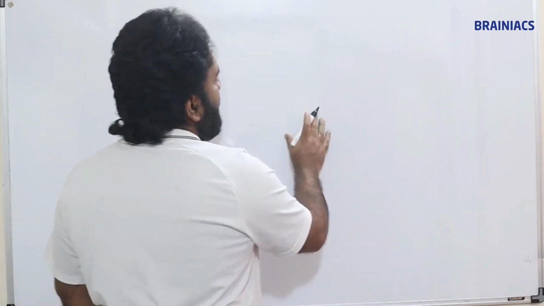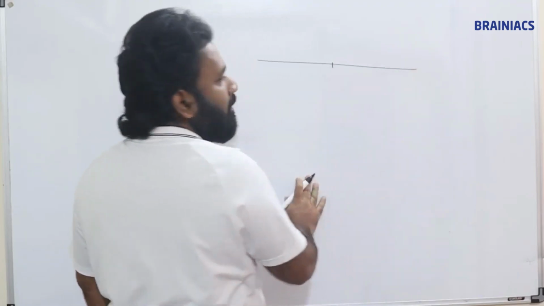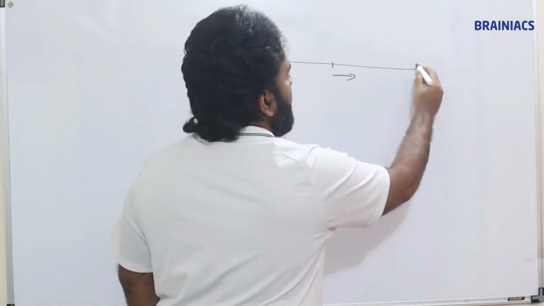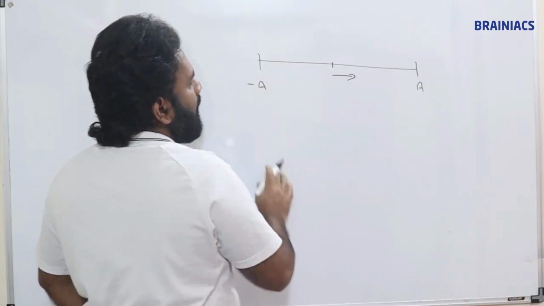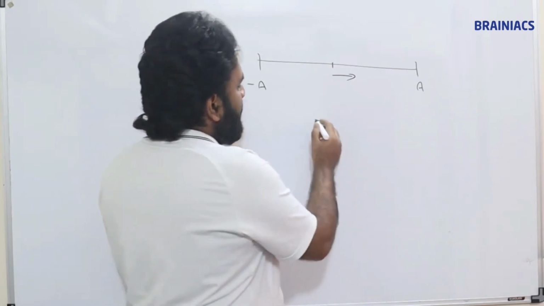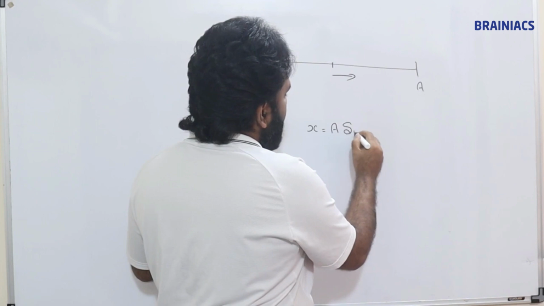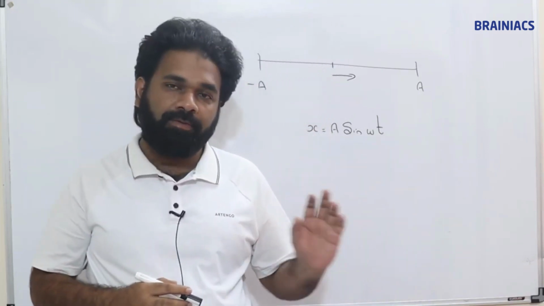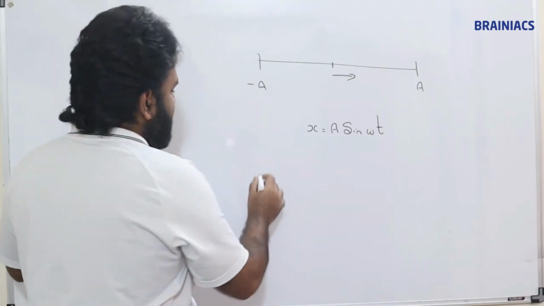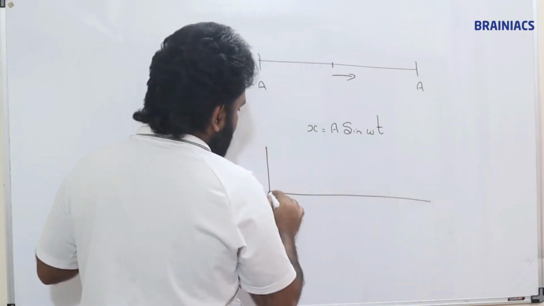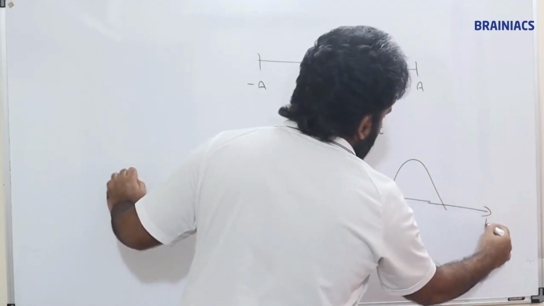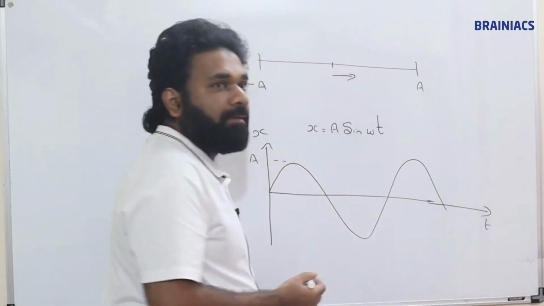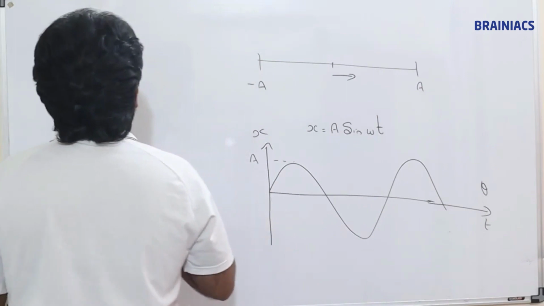So from the basics, suppose this is the mean position, and a particle starts from mean position. This is the amplitude. Then generally we write x is equal to a sine omega t. A particle starts from mean position, we write the equation of simple harmonic motion as a sine omega t, and its corresponding wave will be like this, time versus displacement. This is going to be the amplitude. So instead of time t, we can have theta also here. So this is one situation.